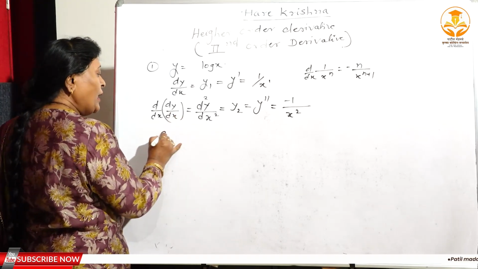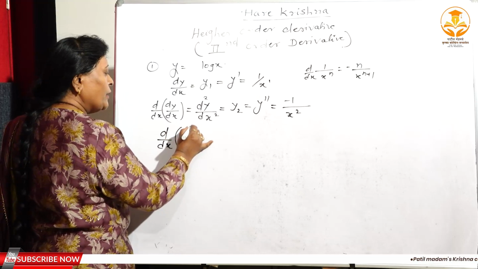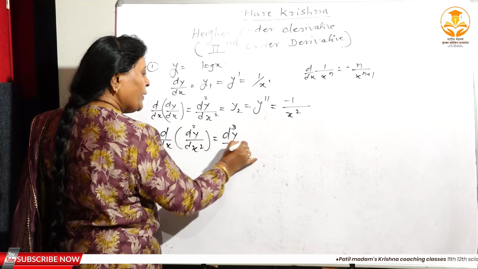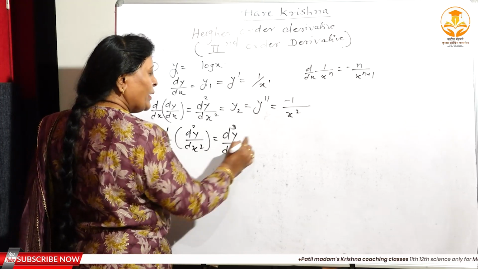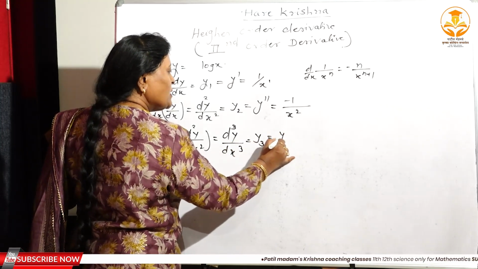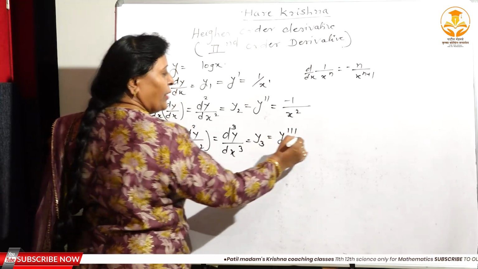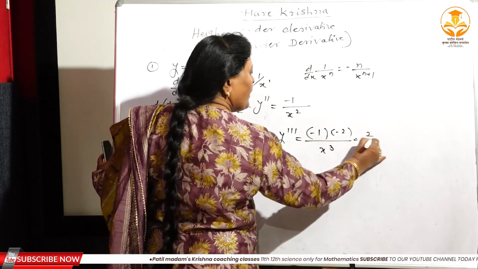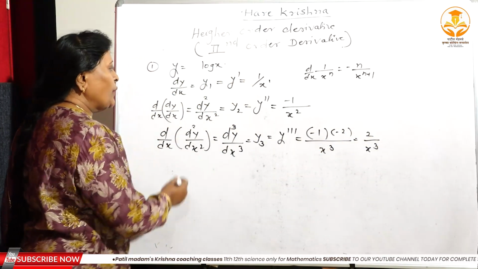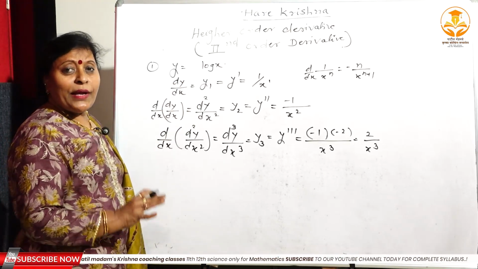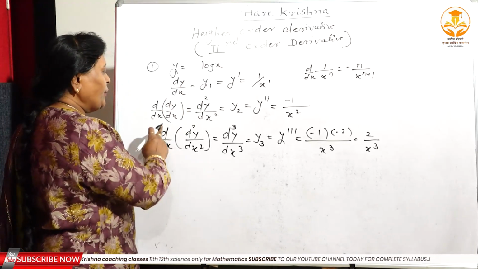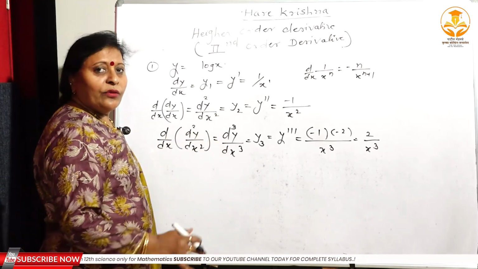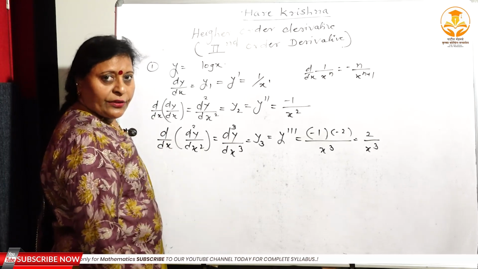Again, if you find d by dx of d2y divided by dx square, this is nothing but d3y divided by dx cube, that is y3, or y3 dash. Again you can find minus 1, that is minus 2 divided by x cube. This is the third order derivative. Such a derivative is said to be a higher order derivative. But when you find d2y divided by dx square, that is the second order derivative, and that we have to study in this session.